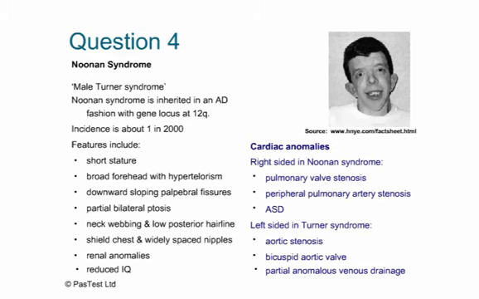There are characteristic cardiac anomalies with both Noonan syndrome and Turner syndrome, but they are distinct. They tend to be right-sided in Noonan syndrome, pulmonary difficulties, as well as ASD, and they tend to be left-sided in Turner syndrome, mainly in the aortic valve or in the aorta itself. So remember the distinction between Noonan and Turner syndrome, and don't get confused between the two.